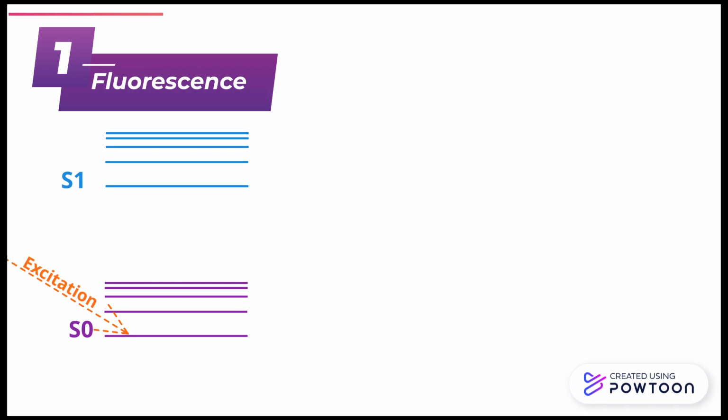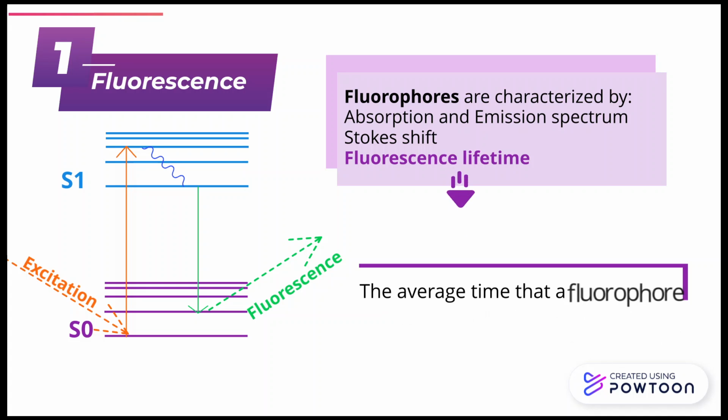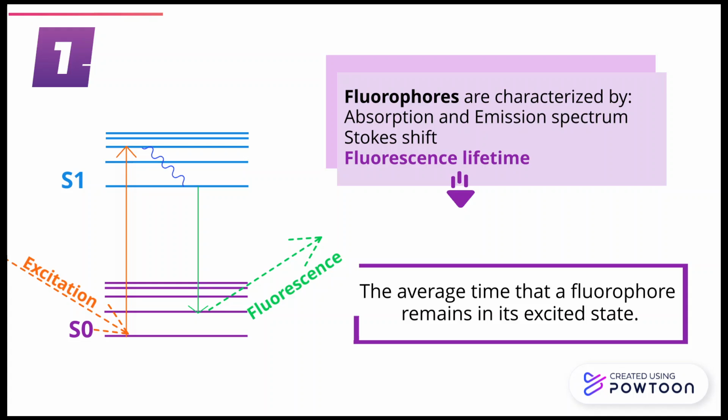When a molecule in a ground state S0 absorbs light of energy equal or greater than the higher energy level S1, an electron is excited to a higher energy level for a short period. The electron will undergo vibrational relaxation to the lowest vibrational level of the excited state. Then the fluorophore returns to the ground state by emitting detectable photons. Fluorophores are characterized by their absorption and emission spectra, Stokes shift, and fluorescence lifetime, the average time that a fluorophore remains in its excited state.